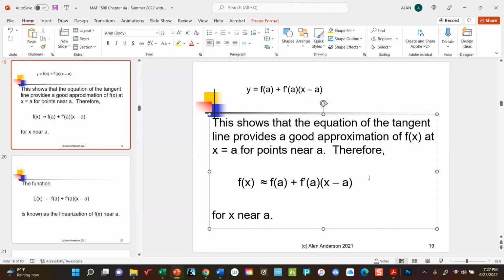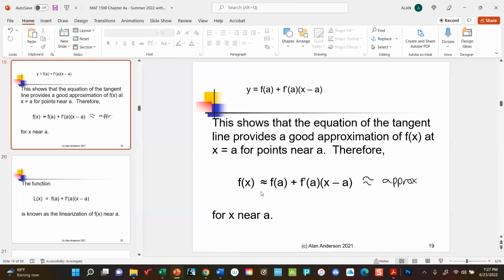Okay, so what this is suggesting is that the equation of the tangent line is approximately equal to the value of the function at that point. Now, here we're using the symbol approximately equal to, to remind ourselves that this is not exactly correct, because what's on the right-hand side is the tangent line, and the left-hand side is the actual value of the function.